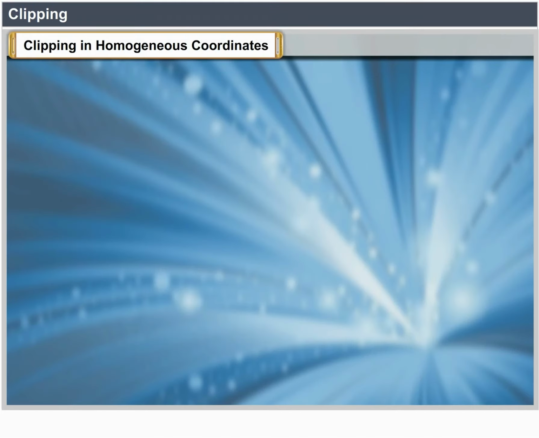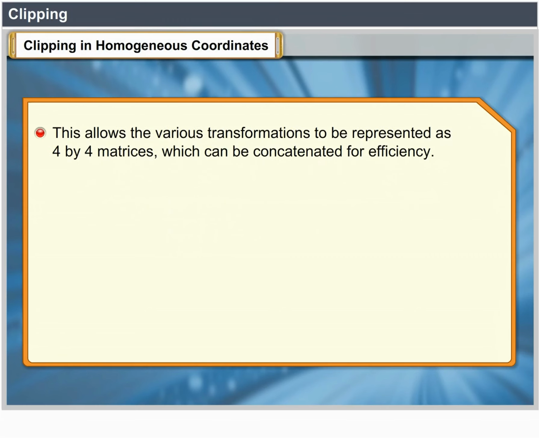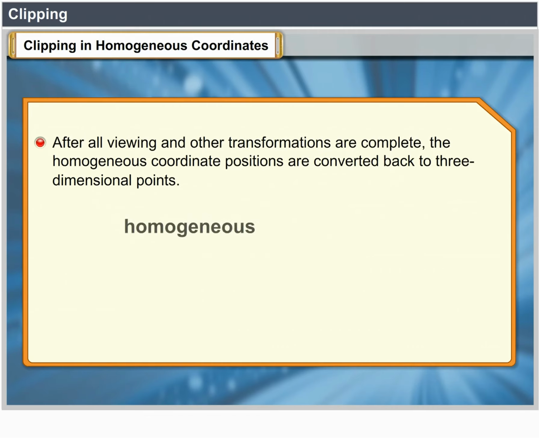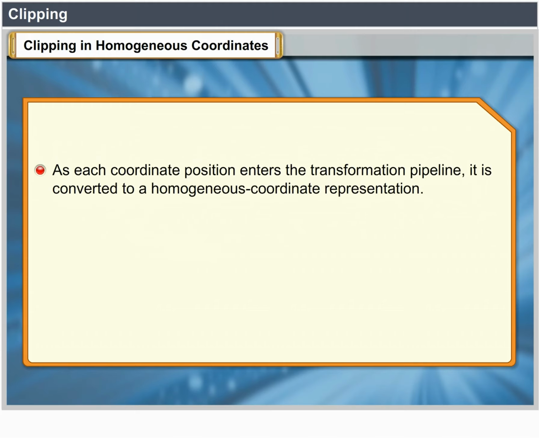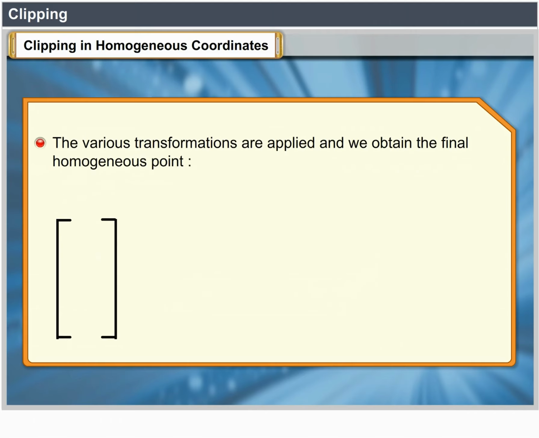Clipping in homogeneous coordinates. PHIGS and other packages actually represent coordinate positions in homogeneous coordinates. This allows the various transformations to be represented as 4x4 matrices, which can be concatenated for efficiency. After all viewing and other transformations are complete, the homogeneous coordinate positions are converted back to three-dimensional points. As each coordinate position enters the transformation pipeline, it is converted to a homogeneous coordinate representation. x, y, z implies x, y, z, and 1. The various transformations are applied and we obtain the final homogeneous point, as shown in the matrix below.